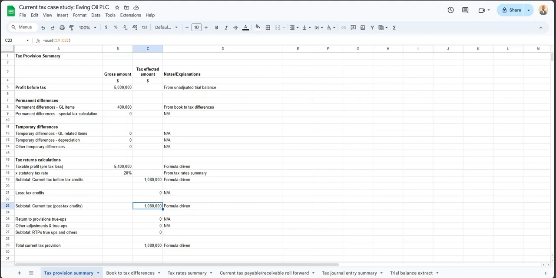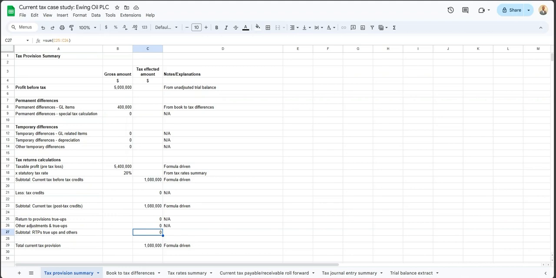And so it means the current tax, even after tax credit, because that's 0, is still 1.08 million USD. In a typical provision, you will have certain adjustments like return to provisions true ups. You have other kinds of true ups, but in this case they are all 0. But the point here is to illustrate what a full picture typically looks like, what kind of elements you typically see. The numbers we don't need, the lines we don't need, I've just put 0 on those lines.